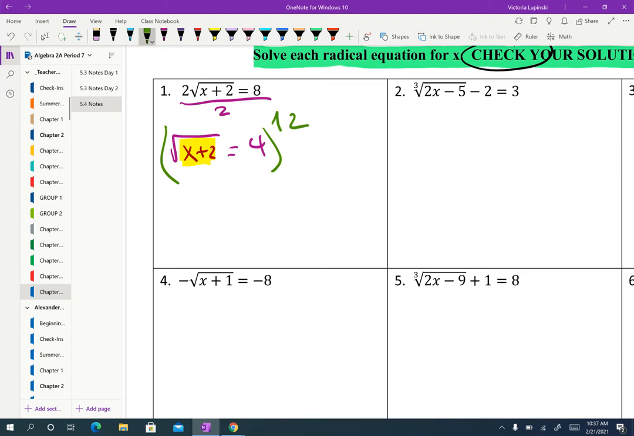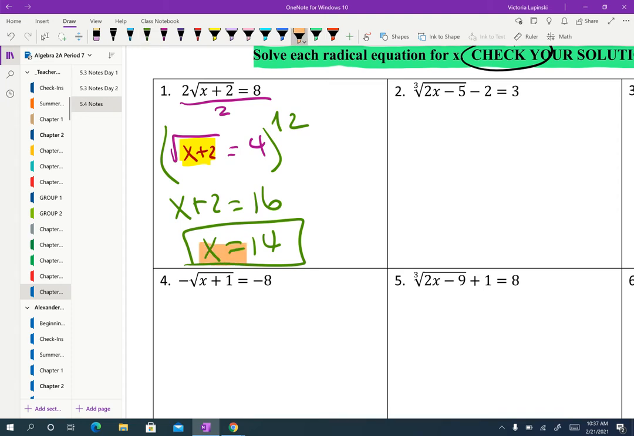On the left side, if you square a square root, that cancels to be x plus 2. On the right side, if you square 4, you get 16. Finally, to solve for x, go ahead and subtract 2, and that's going to give you x equals positive 14. Again, if you have a quick moment, it doesn't hurt to check.